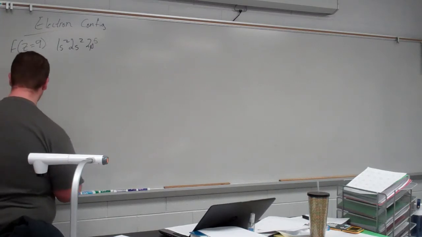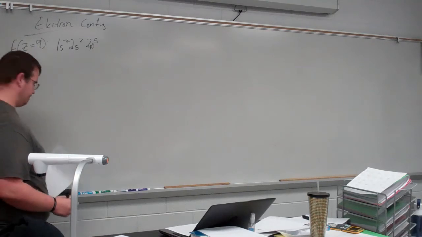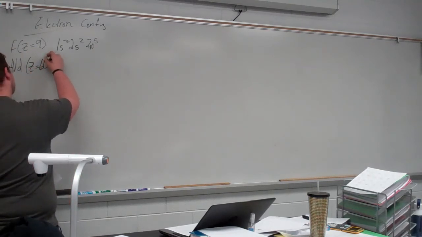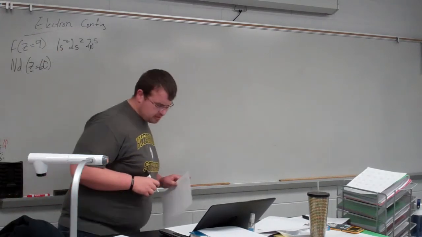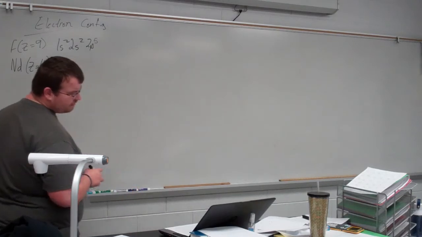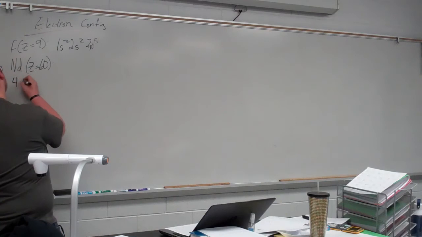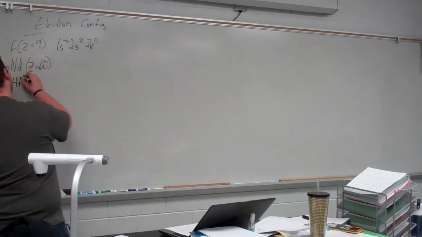Moving from fluorine. Neodymium. Atomic number 60. Neodymium is down in the F block, 6th row, so that means it's 4F. And it is 4N, so 4F4.